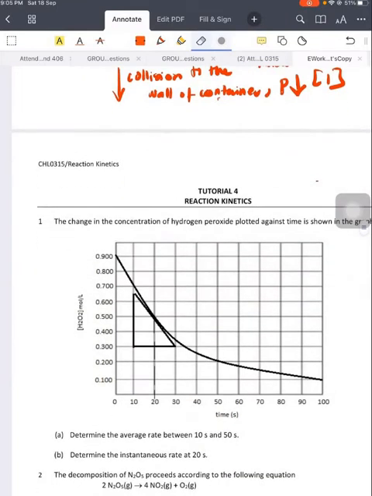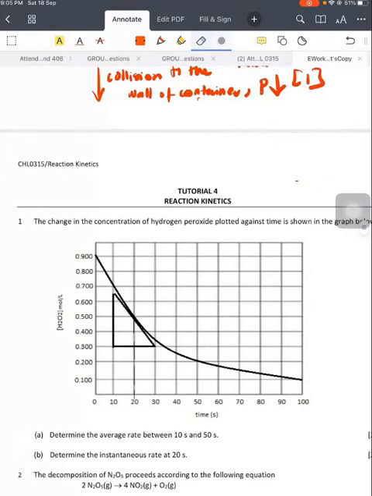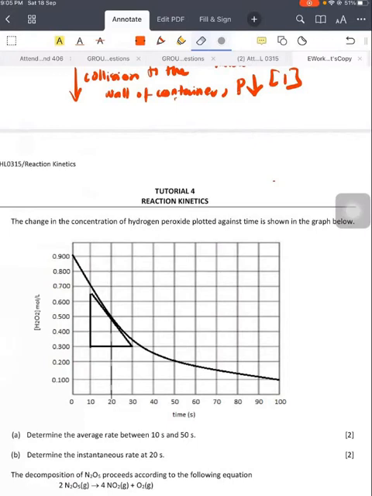Okay, so dia kata the change in concentration of hydrogen peroxide plotted against time is shown in the graph below. So bila kita tengok saja, this is concentration of H2O2 versus time. So definitely we are measuring the changes of concentration. Cuma sebab tak ada equation kan dia just bagi tahu it is hydrogen peroxide. So kita nak tahu ini reactant ke produk kan.